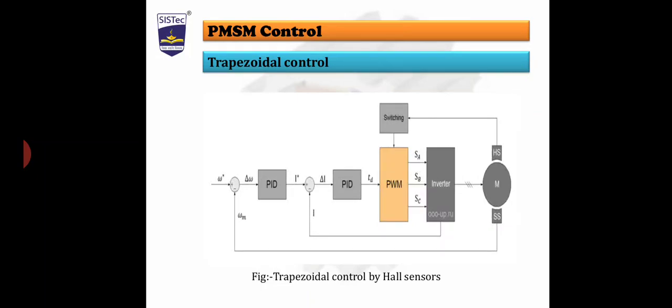So this is the trapezoidal control by Hall effect sensing. In this scheme we can use the PID controller, and we use pulse width modulation techniques and require the inverter and some switching devices to make this trapezoidal control. So you can see the diagram of the trapezoidal control technique.